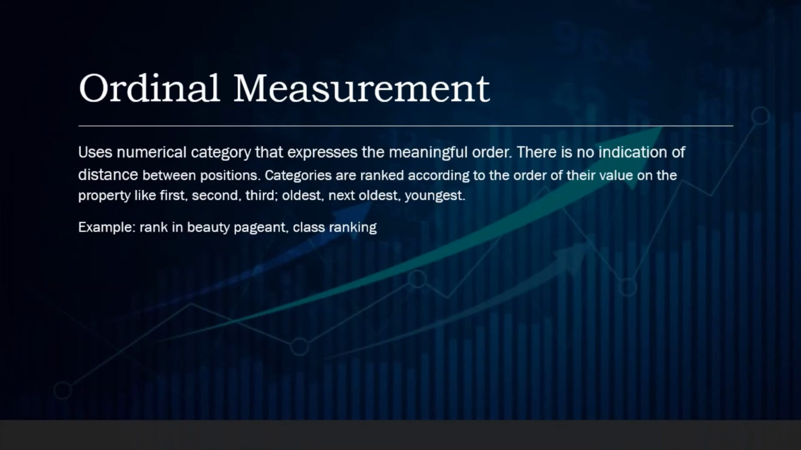Ordinal measurement uses numerical categories that express a meaningful order. There is no indication of distance between positions. Categories are ranked according to the order of their value on the property, like first, second, third, or oldest, next oldest, and youngest. Example: rank in a beauty pageant and class ranking.